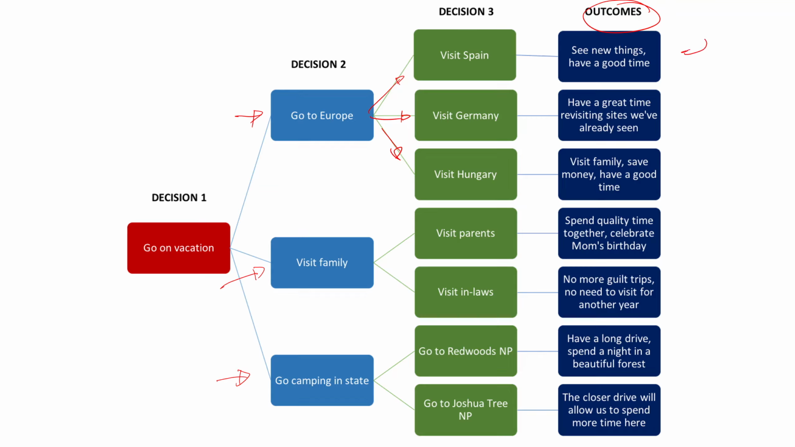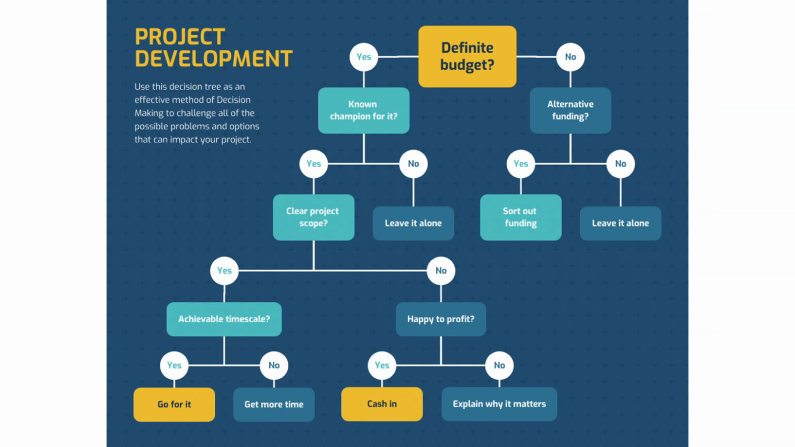When you visit Spain, you can see new things and have a good time. Or if you visit Germany, you can still have a great time revisiting sites that you've already seen. Or Hungary, you can visit family, save money, and have a good time. So this is an example of a decision tree. There are events, and when you choose this one, it will lead to other events or another scenario. Now let's connect that with project development. In project development, this is a simple example of a decision tree.